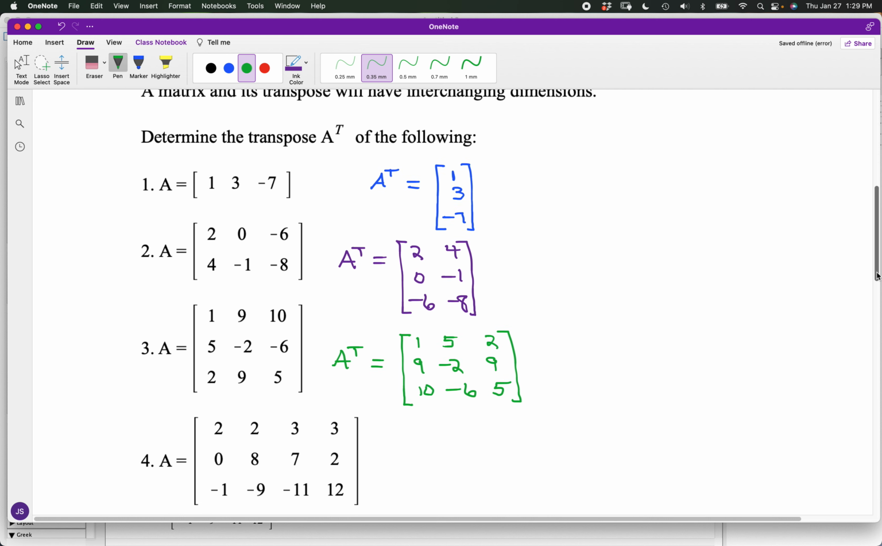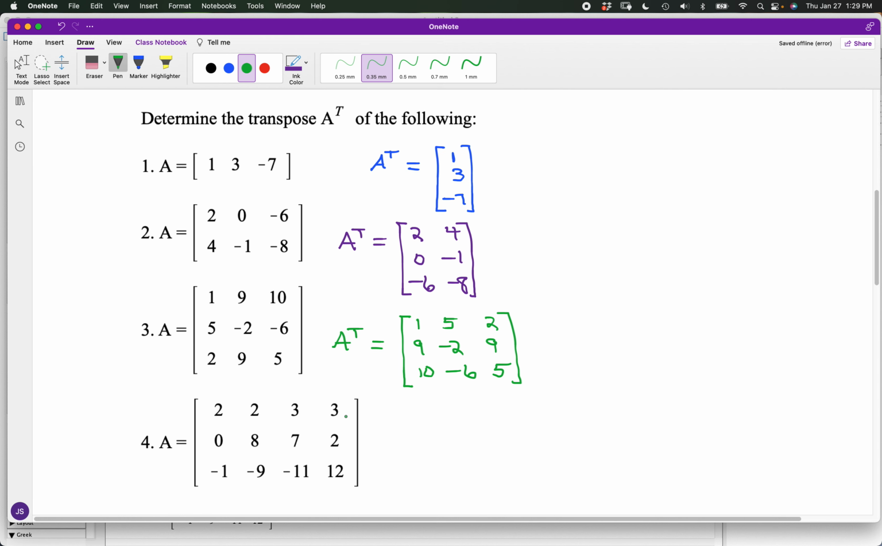And just looking at what we have, for matrix A, here we have a 3 by 4, and the transpose is going to be a 4 by 3. So we have the first row, and putting this in first column terms, you have 2, 2, 3, 3. And second row in the transpose, we're going to have second column, so we have 0, 8, 7, 2. And then we have third row in A, we're going to have as the third column in the transpose, so you have -1, -9, -11, and 12.